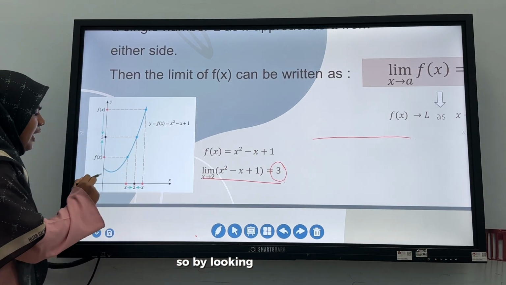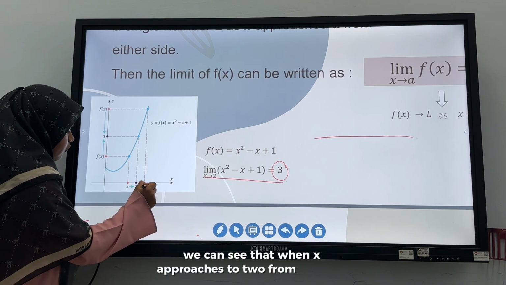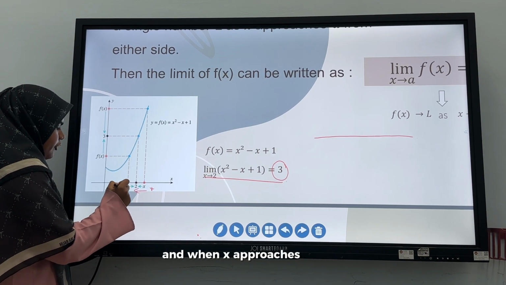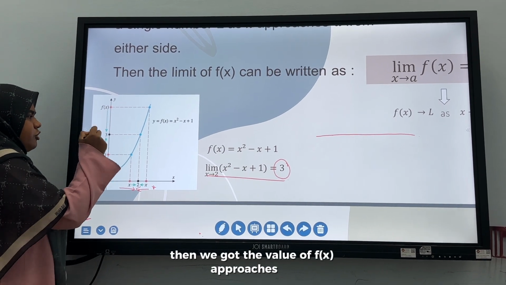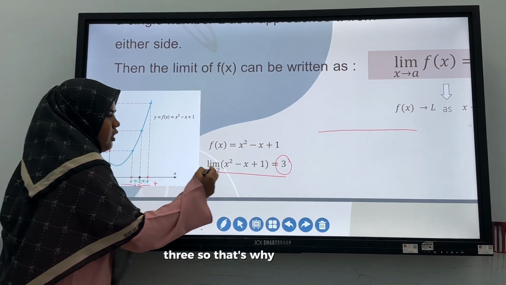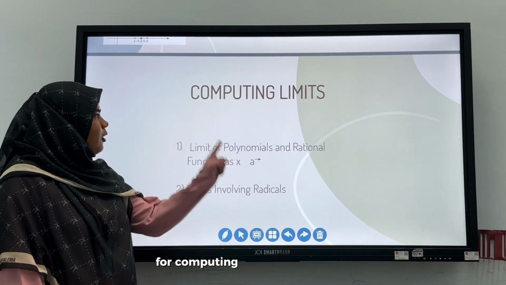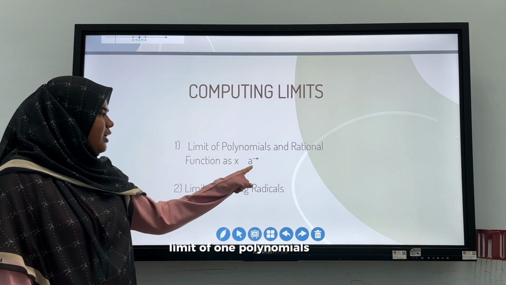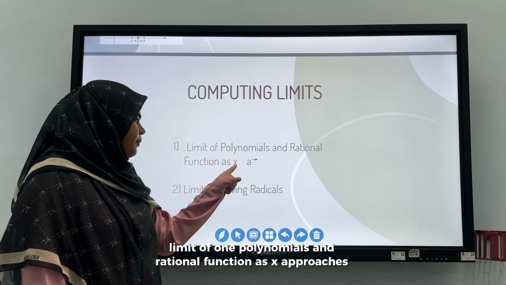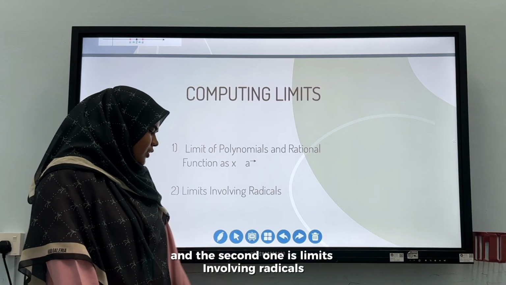By looking at this graph, we can see that when x approaches 2 from the right and when x approaches 2 from the left, f(x) approaches 3. That's why we got the number 3 here. For computing limits, we have two types: the first is limits of polynomials and rational functions as x approaches a, and the second is limits involving radicals.